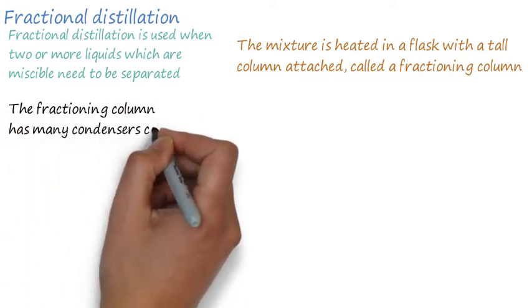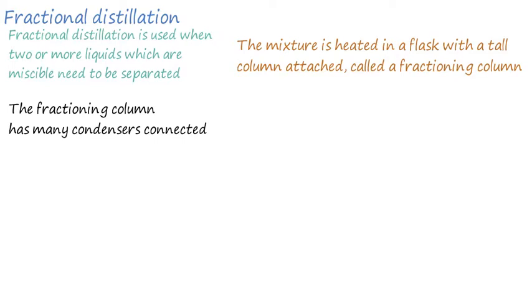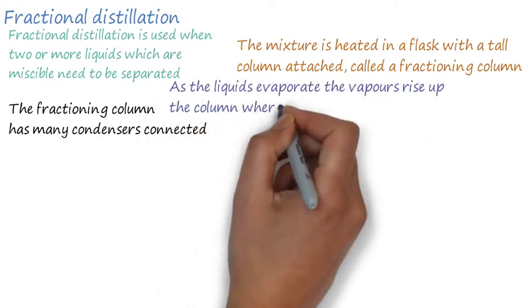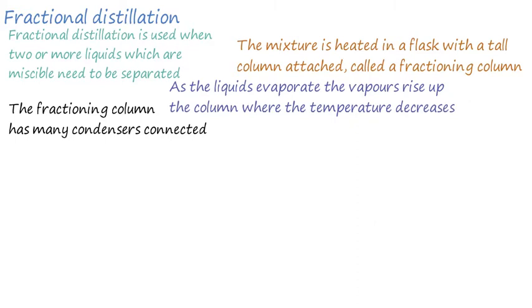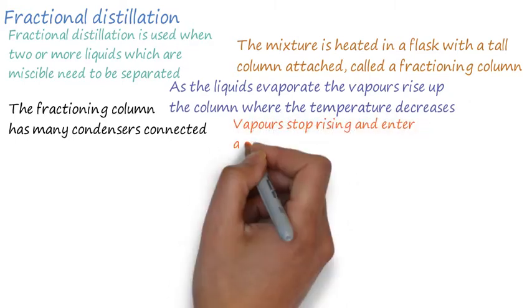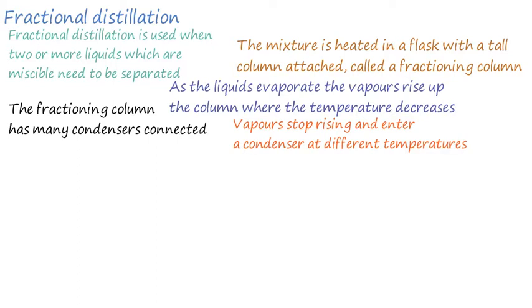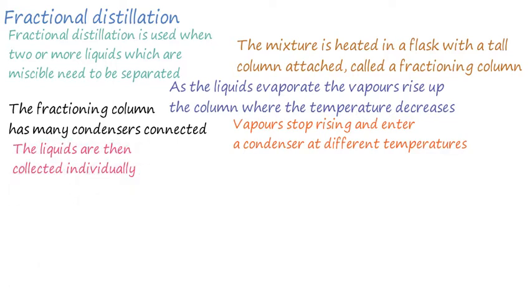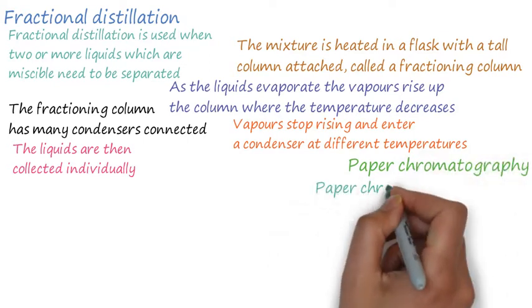Apart from the flask, this time it has a tall column attached, called a fractionating column. The fractionating column has many condensers connected at all different heights along the column. The column is the coolest at the top and the warmest at the bottom. As the liquids evaporate, the vapours rise up the column, where the temperature decreases. When the vapours reach the temperature at which they condense, they stop rising and enter a condenser, where the liquid is formed. The liquids are then collected individually.